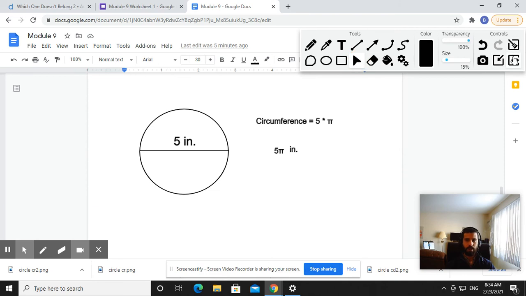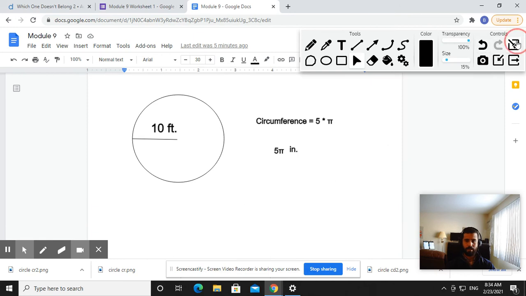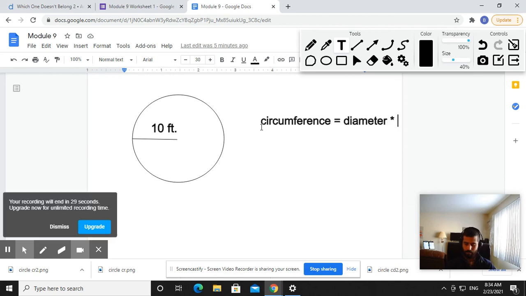Now this is where some people get tricked, coming down here. So we have a circle with a radius of 10 feet, and we want to find the circumference. So what a lot of people do is they say, okay, well, it's just 10 pi. They try to go a little too fast. Remember, circumference is diameter times pi, not the radius times pi. So to find the diameter, we simply multiply this by 2.